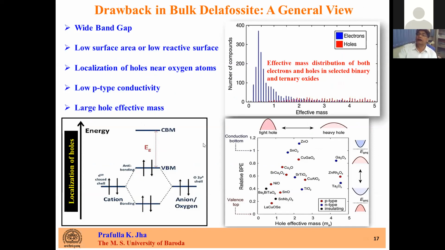So the drawbacks in bulk Delafossite, in general: wide band gap, low surface area, or a low reactive surface. Localization of holes near the oxygen atom, low p-type conductivity, and large hole effective mass. Here is an indicative graph of the effective mass for the electrons as well as the holes in selected binary and ternary oxides. For the electrons, the number of compounds is larger with lower effective mass, and so on. This is the localization of holes, and this basically shows the materials possessing a large hole effective mass.